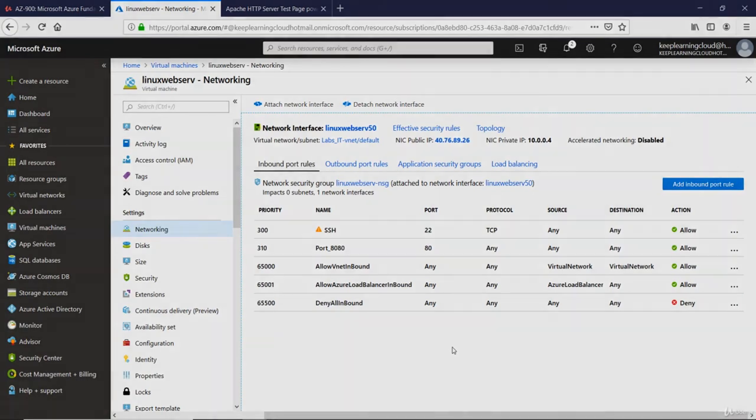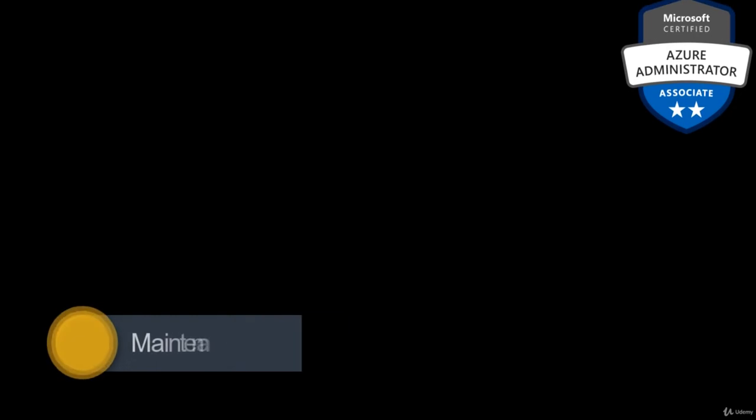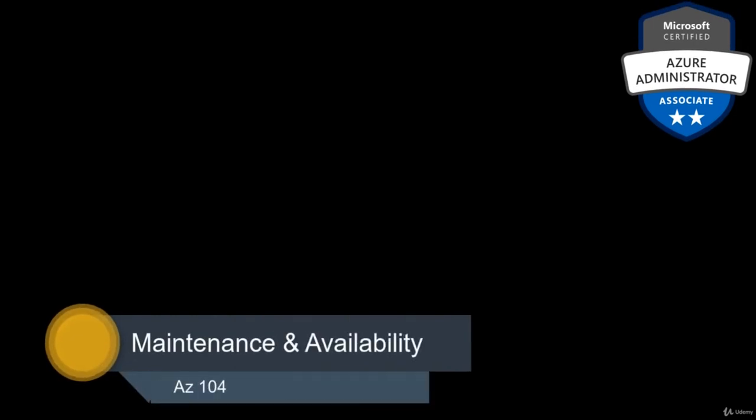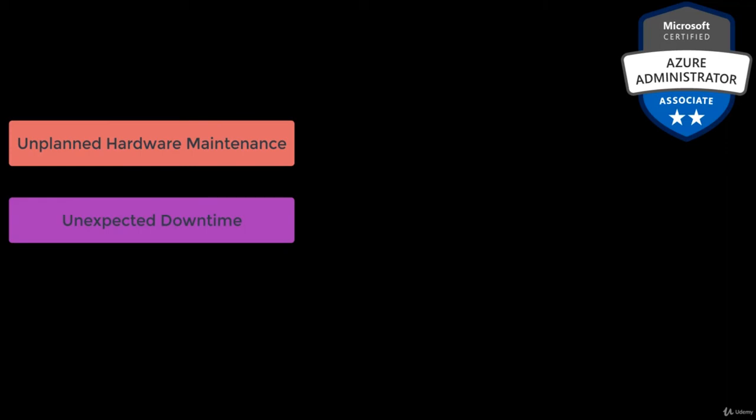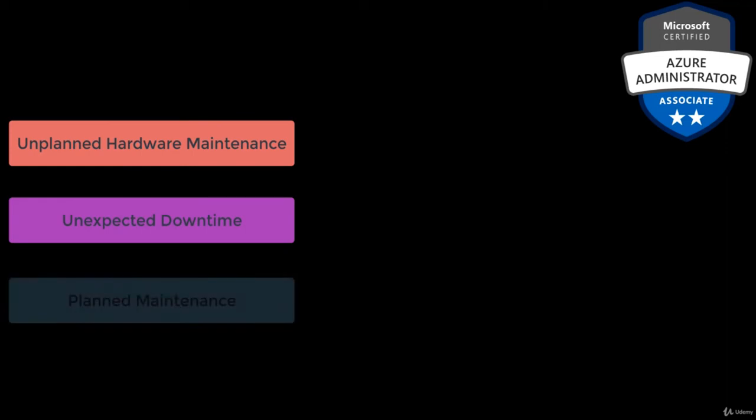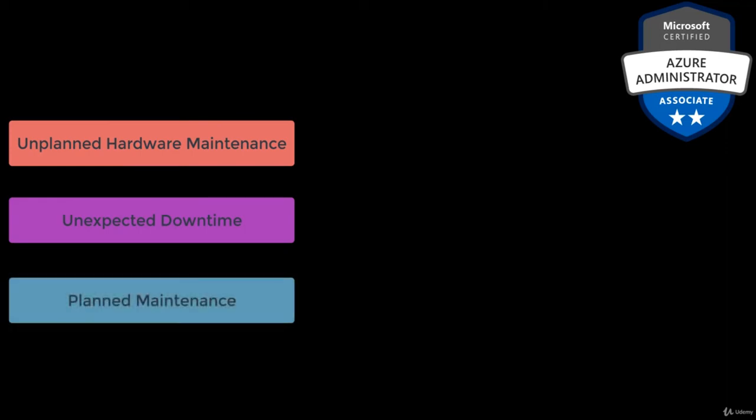http://public IP. As an Azure administrator, you must be prepared for planned and unplanned failures. There are three scenarios that can lead to your virtual machine in Azure being impacted. Number one is unplanned hardware maintenance. Second would be unexpected downtime. The third one is planned maintenance. Let's talk about each one of them one by one.